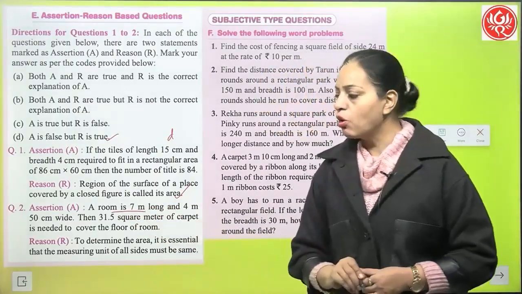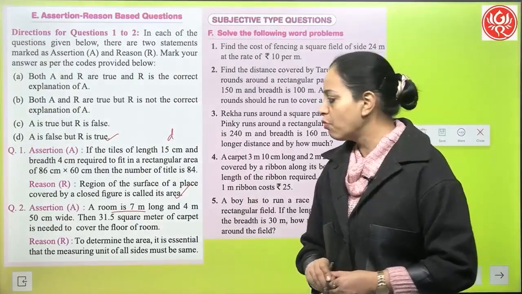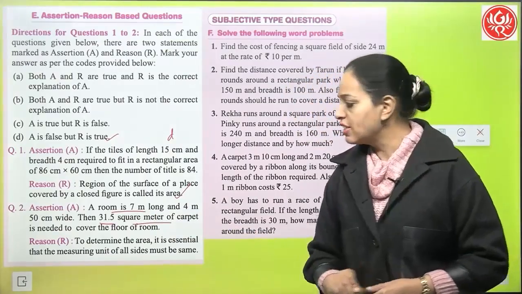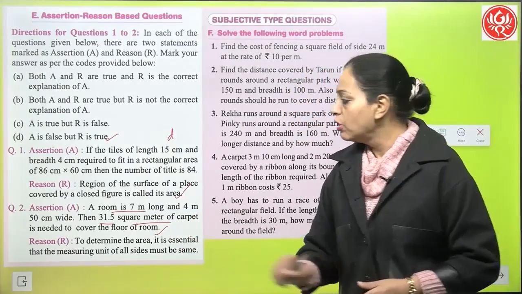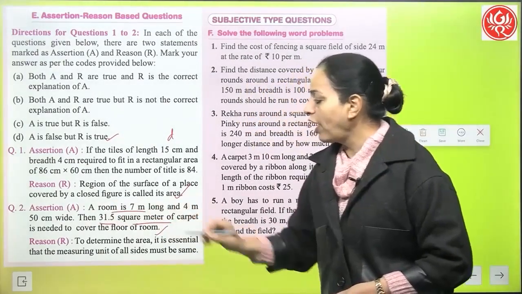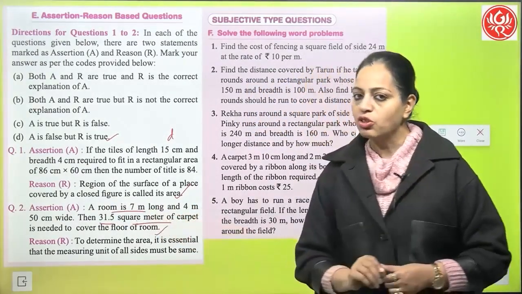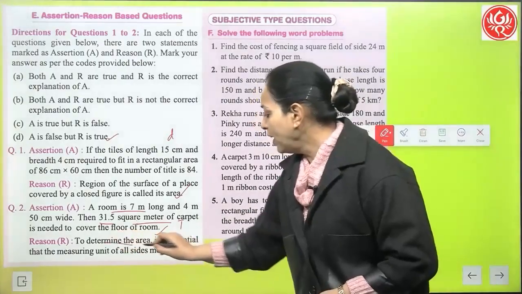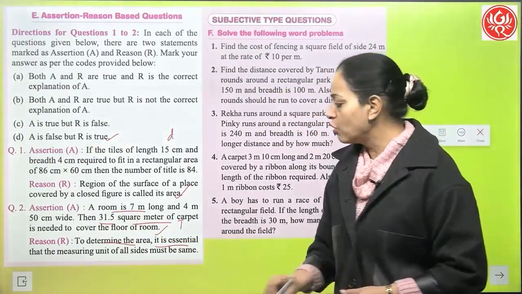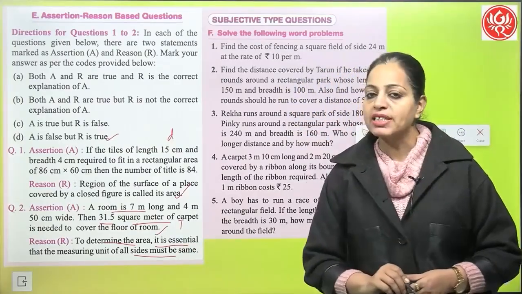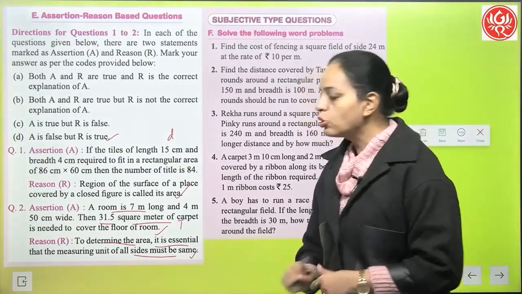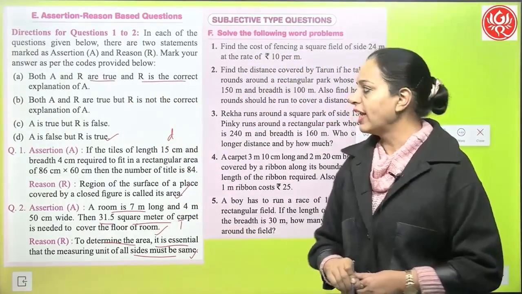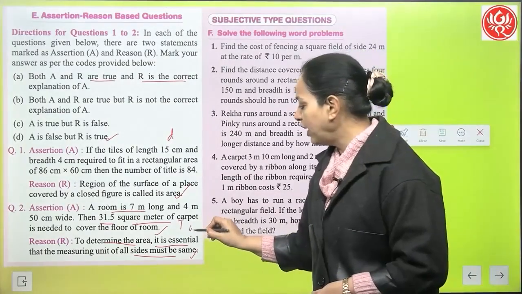Now similarly, question number 2, assertion A. A room is 7 meter long and 4 meter 50 centimeter wide. Then 31.5 square meter of carpet is needed to cover the floor of the room. So just find the area. 4.5 into 7. So we are getting this much only. So yes, this statement is true. Now reason R. To find the area, it is essential that the measuring unit of all sides must be same. So this is also true. So here both A and R are true and R is the correct explanation of A. So you will write here A part.